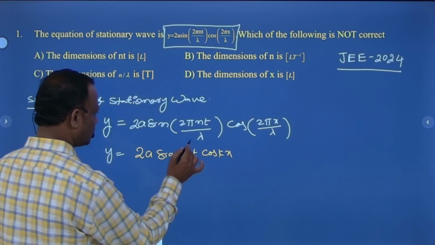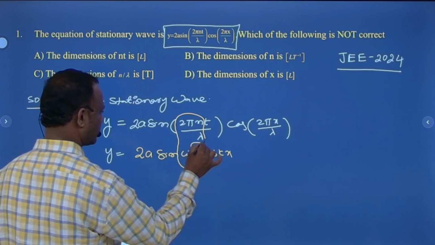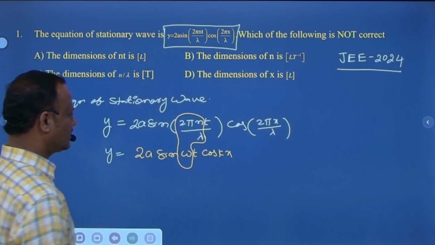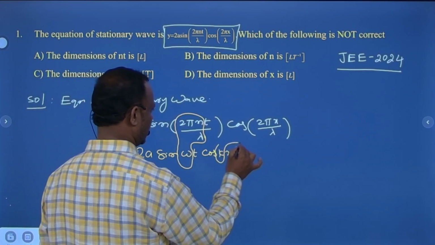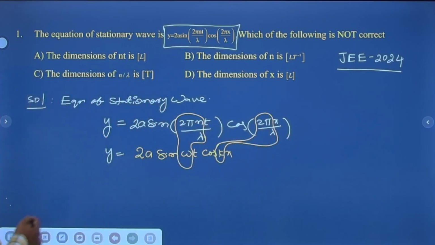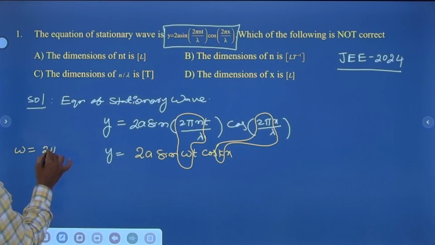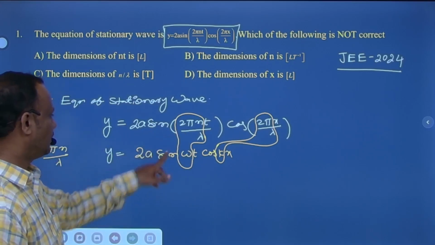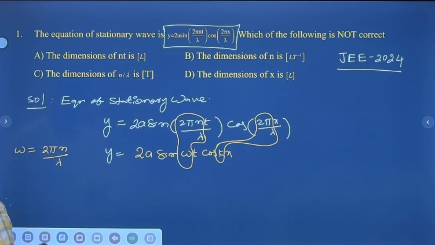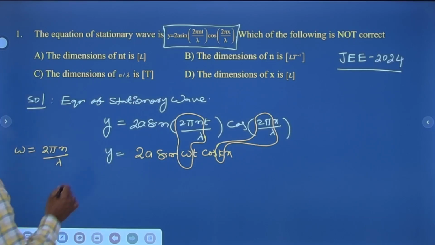So what is omega, and what is k? Here is the k. Omega is equal to 2 pi n by lambda. So first I am asking about omega, which is 2 pi n by lambda.